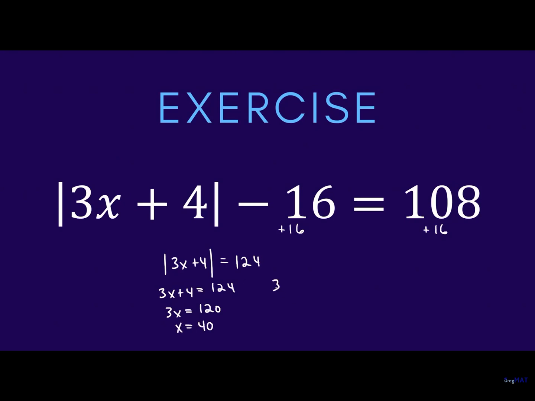That's equation number 1. Equation number 2 is the following. Negative 124. Minus the 4, we get 3x equals negative 128. So x is negative 128 over 3. Of course, we can plug these in, see if they work. So that's going to be 120 plus 4, so that's going to be 124. Okay, that one checks out. What about the other? That is going to be negative 128 plus 4, negative 124. Absolute value bars make it into a positive, 124. Okay, it checks out.